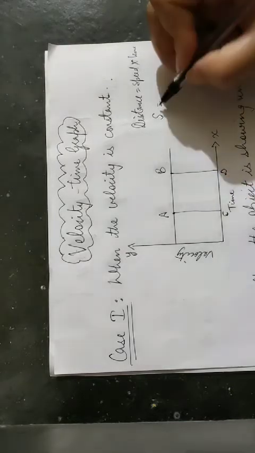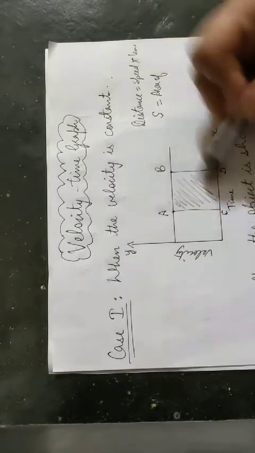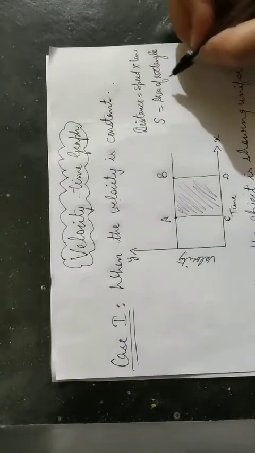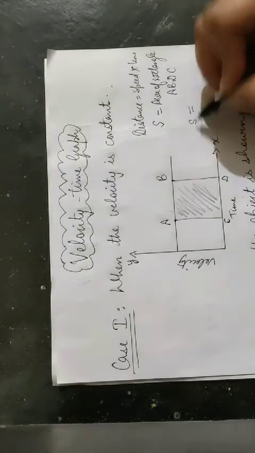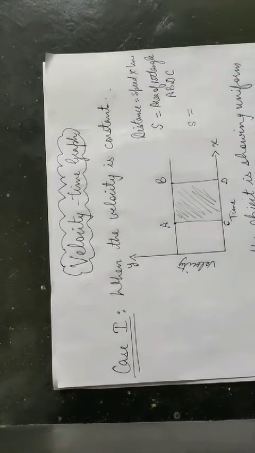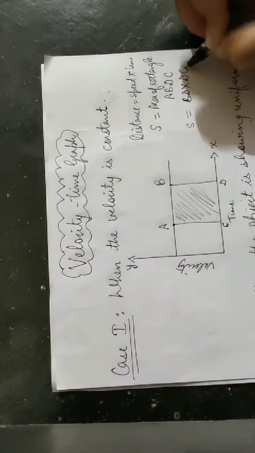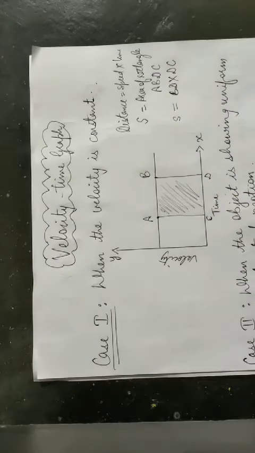In this case, distance is given by the area of this rectangle ABDC. What is the area of a rectangle? It is equal to length into breadth. Therefore, BD into DC. Thus, we can easily find out the distance traveled by the object when it is moving with a constant velocity with the help of the velocity time graph.